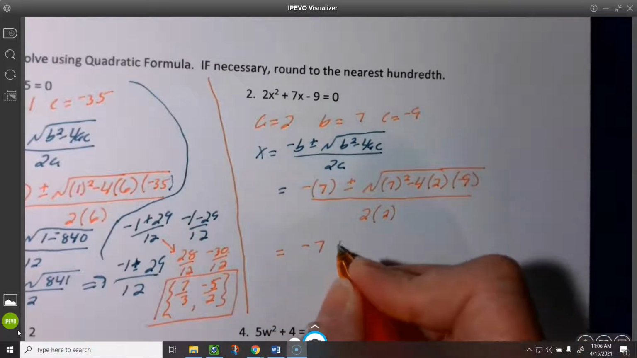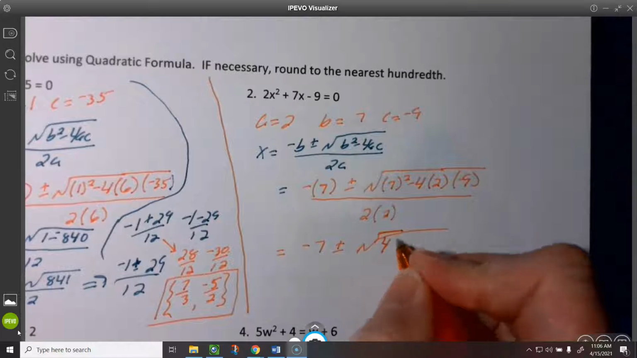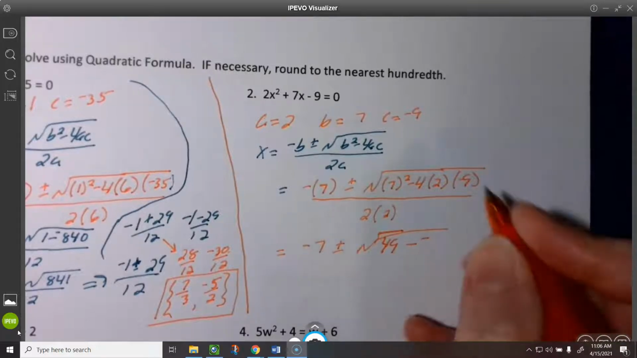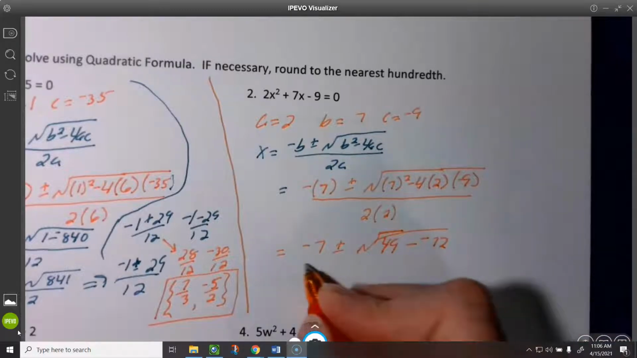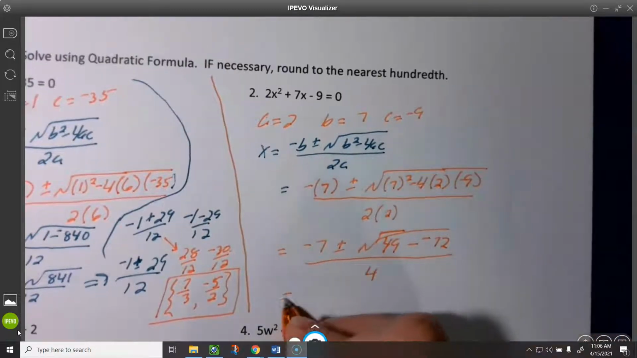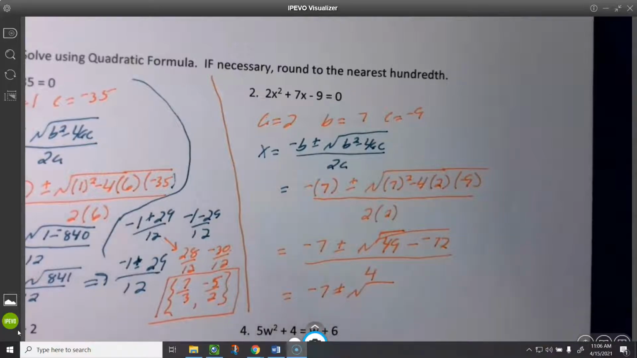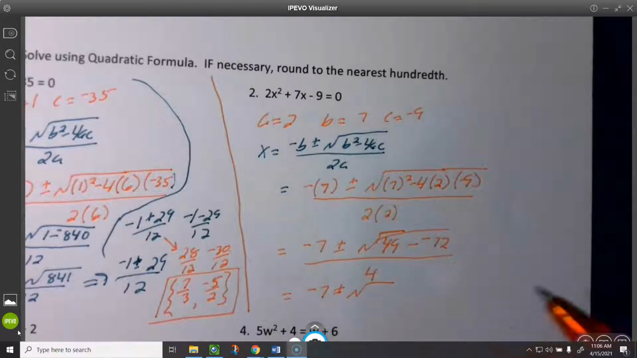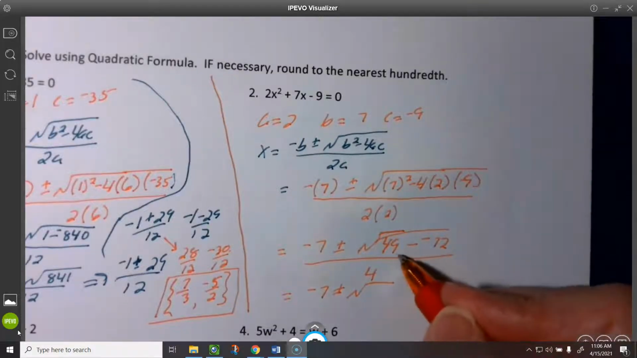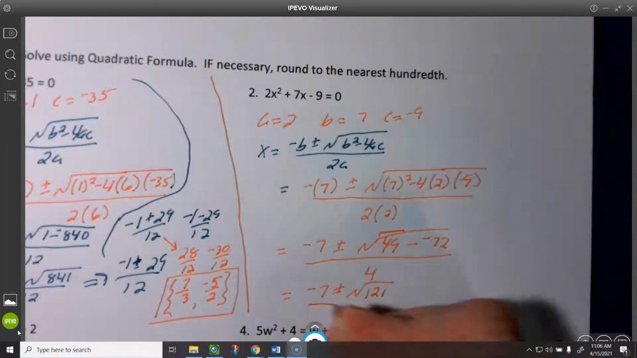So we have negative 7 plus or minus the square root of. Now I'm going to multiply it out. 49 minus negative. That's going to be 4 times 2, which is 8 times 9, which is negative 72, all over 4. So we get negative 7 plus or minus the square root of. And I realize you guys are doing this all on your calculator, so you can just plug it all in. Don't be too quick to do that. It's good if you just show your work. So that's going to be 49 plus 72. So we get the square root of 121 all over 4.